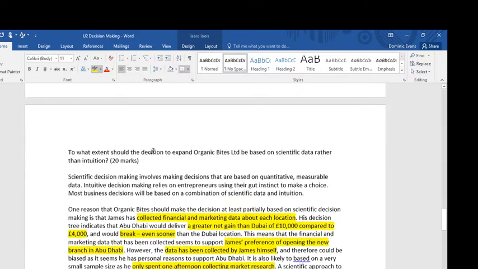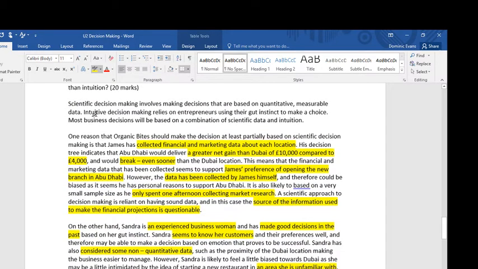So my opening paragraph is that scientific decision making involves making decisions that are based on quantitative, measurable data. Intuitive decision making relies on entrepreneurs using their gut instinct to make a choice. Most business decisions will be based on a combination of scientific data and intuition. So this is signposting the examiner that I know where I'm going with my essay, and the essay should follow on from this. This is almost my conclusion here.